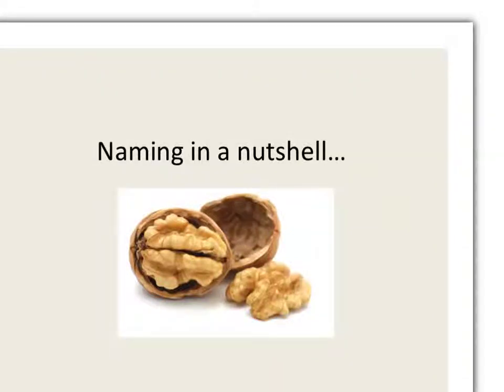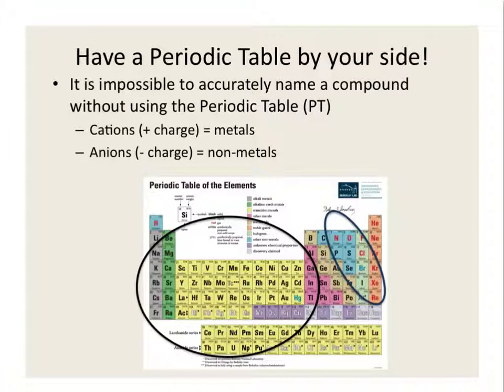Okay, this is just a quick lesson in how to name things. We call that nomenclature in chemistry. If you want to accurately name a chemical compound, you have to have a periodic table with you. There's really no way around that. And part of that is because the first thing you need to do is see if you have an ionic compound.